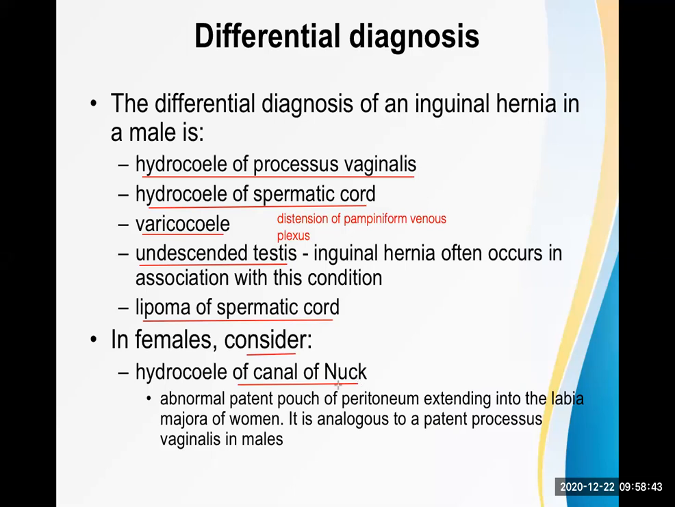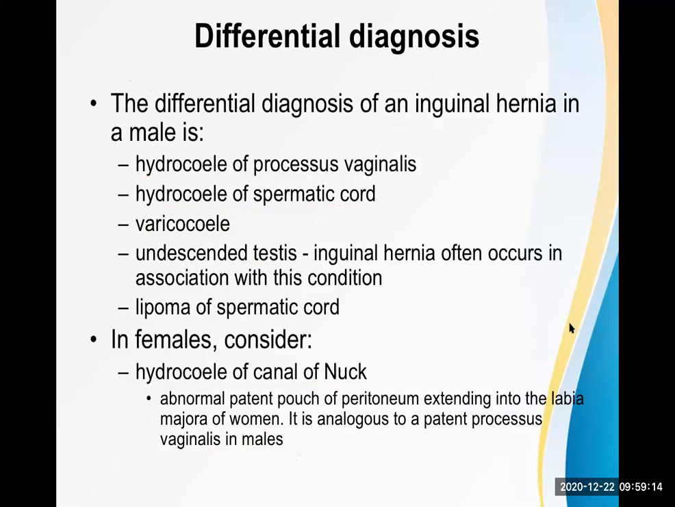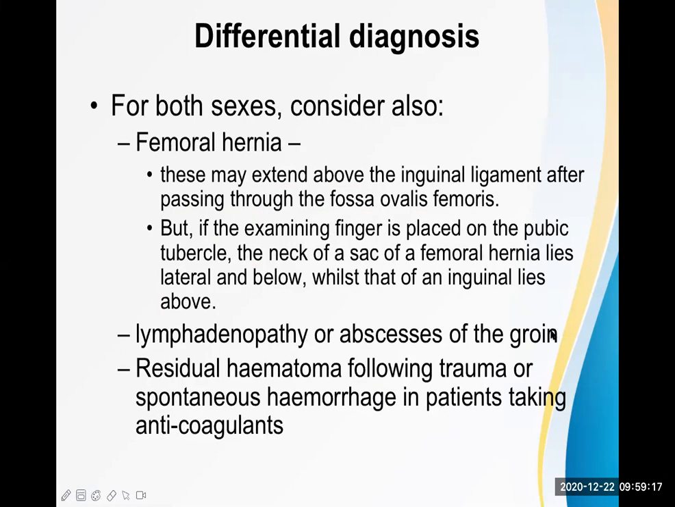Now, this canal of Nuck is the abnormal patent pouch of peritoneum extending into the labia majora of woman. So it is analogous to patent processus vaginalis in case of male. So it is a similar type of structure there. Processus vaginalis in male, canal of Nuck in case of female. If it is still persisting there, then some fluid can collect there, which is known as hydrocele of canal of Nuck. For both sex, we should always consider femoral hernia. Femoral hernia is a very important differential diagnosis of inguinal hernia.